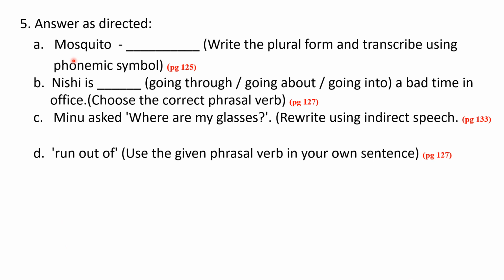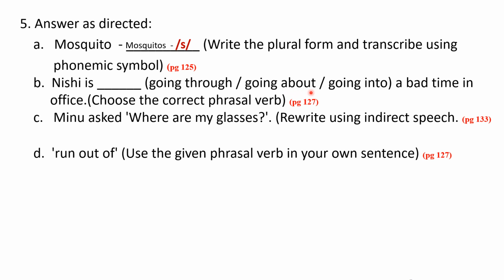So next question, answer as directed, mosquito. Write the plural form and transcribe using phonemic symbol. Again plural endings. Go through the video, and this belongs to the third category, and though sometimes we write es or s, both are correct, students, but it falls under third category. So the plural ending is s sound, mosquitoes.